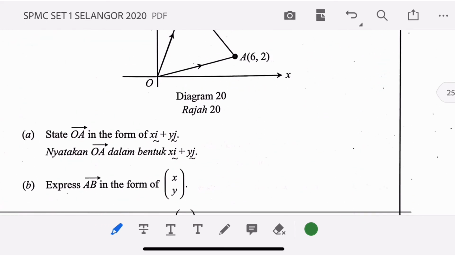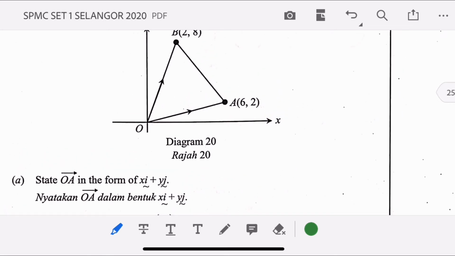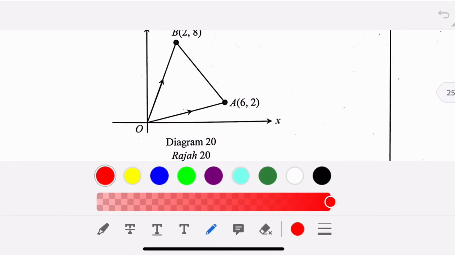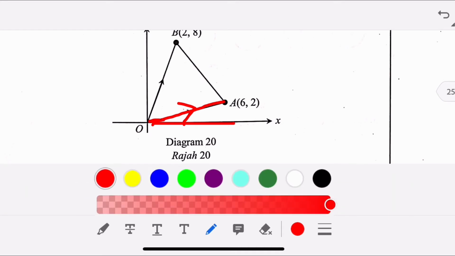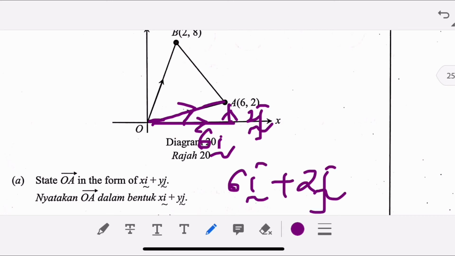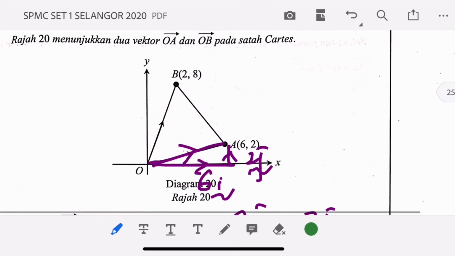State the vector OA in the form of unit vector xi plus yj. So OA, i and j is always along the x-axis. How many units? Okay, follow the triangle law. We have 6i and then 2j, right? So we can say OA is 6i plus 2j, and express AB in the form of column vector.